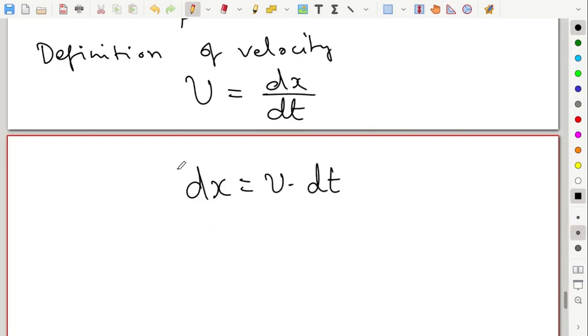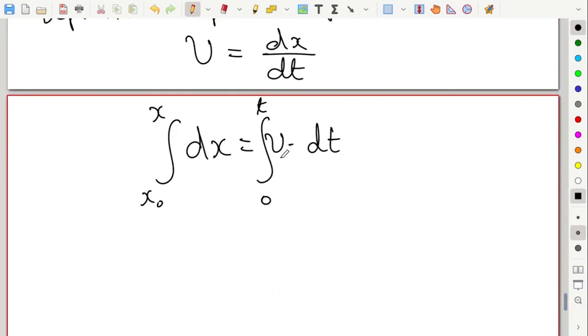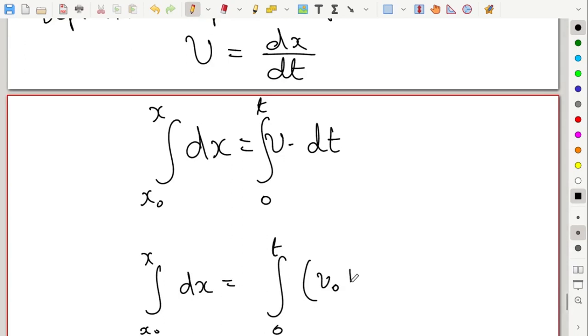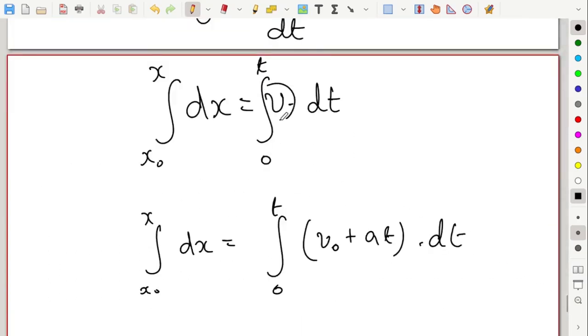Now we are going to integrate both sides. The integral for x runs from initial displacement to final displacement, and time similarly goes from 0 to t. Instead of v we already found the value for v. Substituting it, we have the integral from x naught to x of dx equal to the integral from 0 to t of v naught plus at, times dt. I put v equals v naught plus at in place of v.